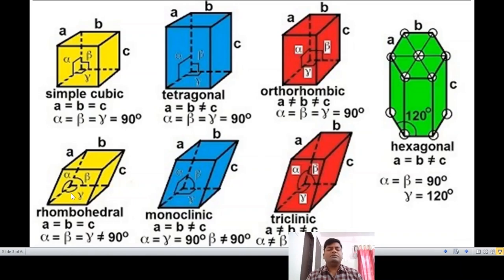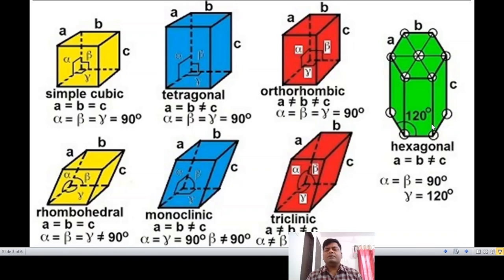Now coming to RHMC: rhombohedral, hexagonal, monoclinic, and triclinic. For rhombohedral, all sides are equal, all angles are equal, but the angles are apart from 90 degrees. They are not equal to 90 degrees. If they are 90 degrees, it will be the cubic crystal system.